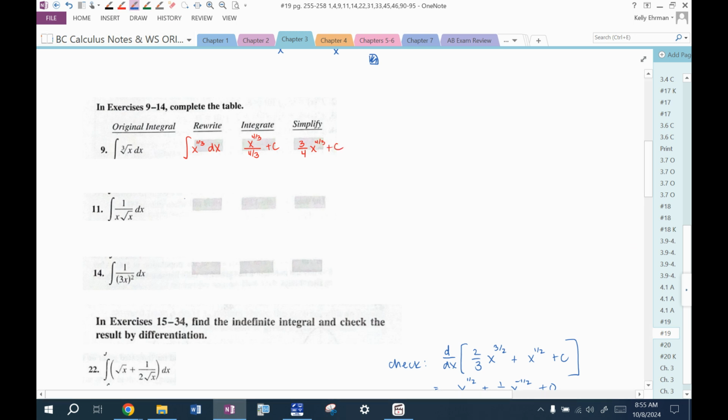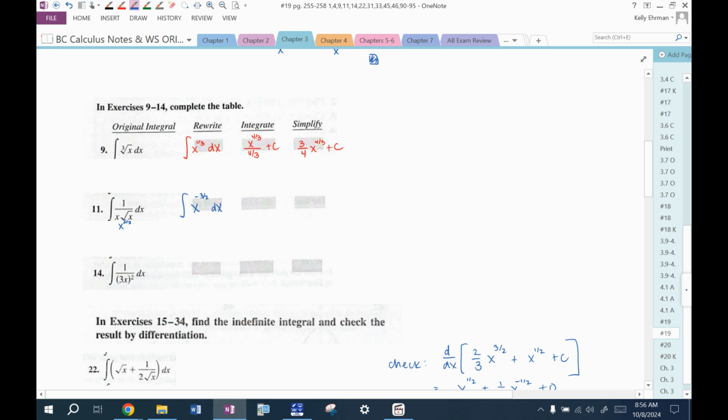I want to rewrite number 11. X times x is x to the first times x to the 1 half, so x to the 3 halves in the denominator. So let's rewrite this as the integral of x to the negative 3 halves dx. I'm going to stress this early on, but you have to write the dx in your integral. Otherwise, when you're writing integrands for the AP test, they won't give you credit if you don't have the dx here. We'll get into more of why this is here down the road, but it's a notation thing for now, so you have to have that.